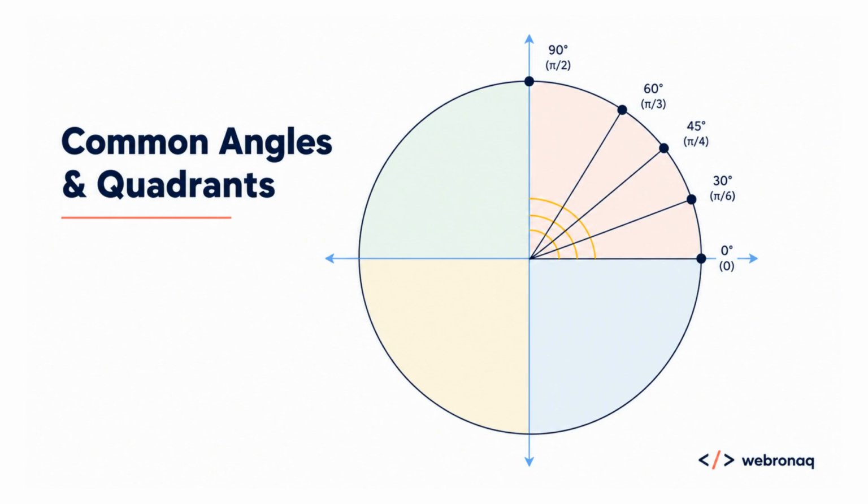Hello friends. In the previous video, we saw that the unit circle is just a circle of radius 1, and every angle on it gives you a point, where the x-coordinate is cos theta, and the y-coordinate is sine theta. So in this video, we're taking the next step.